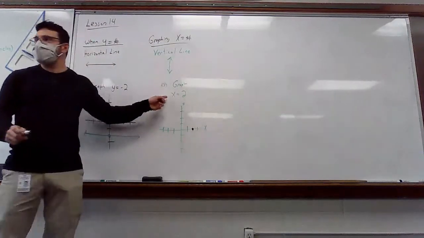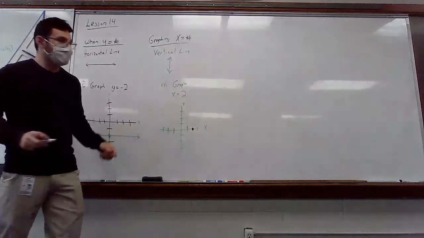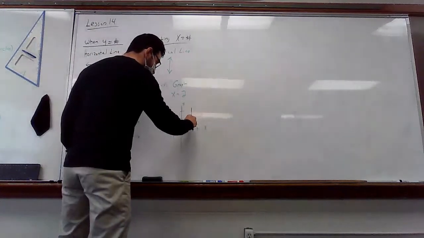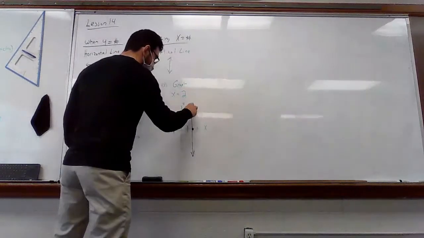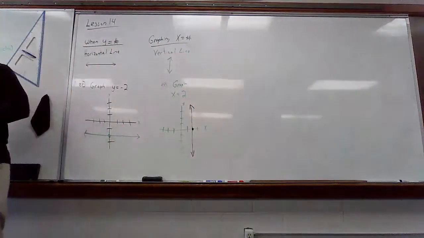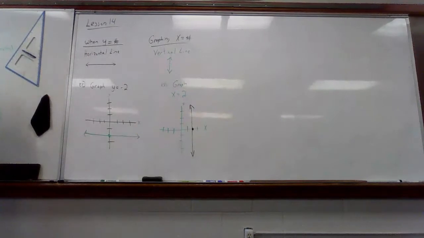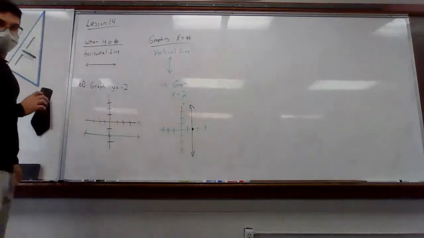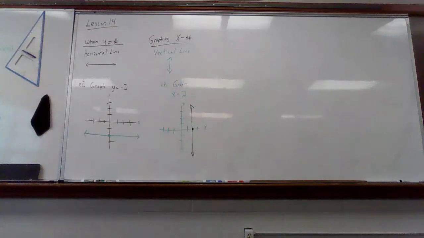Do you see a y in x equals 2? So guess what it can't cross? The y-axis, which is why it's vertical. That's lesson 14, plain and simple. Questions? Everybody with me? Yes, no, maybe so? Okay. Good.